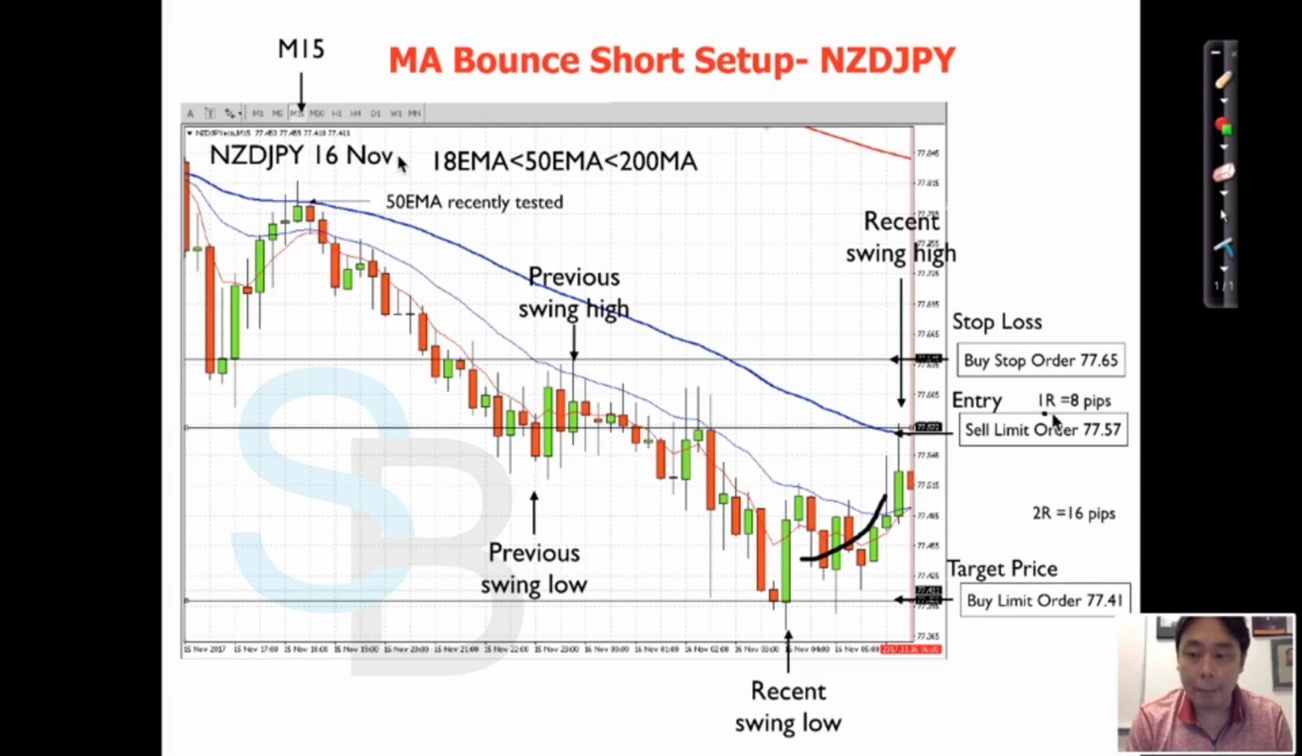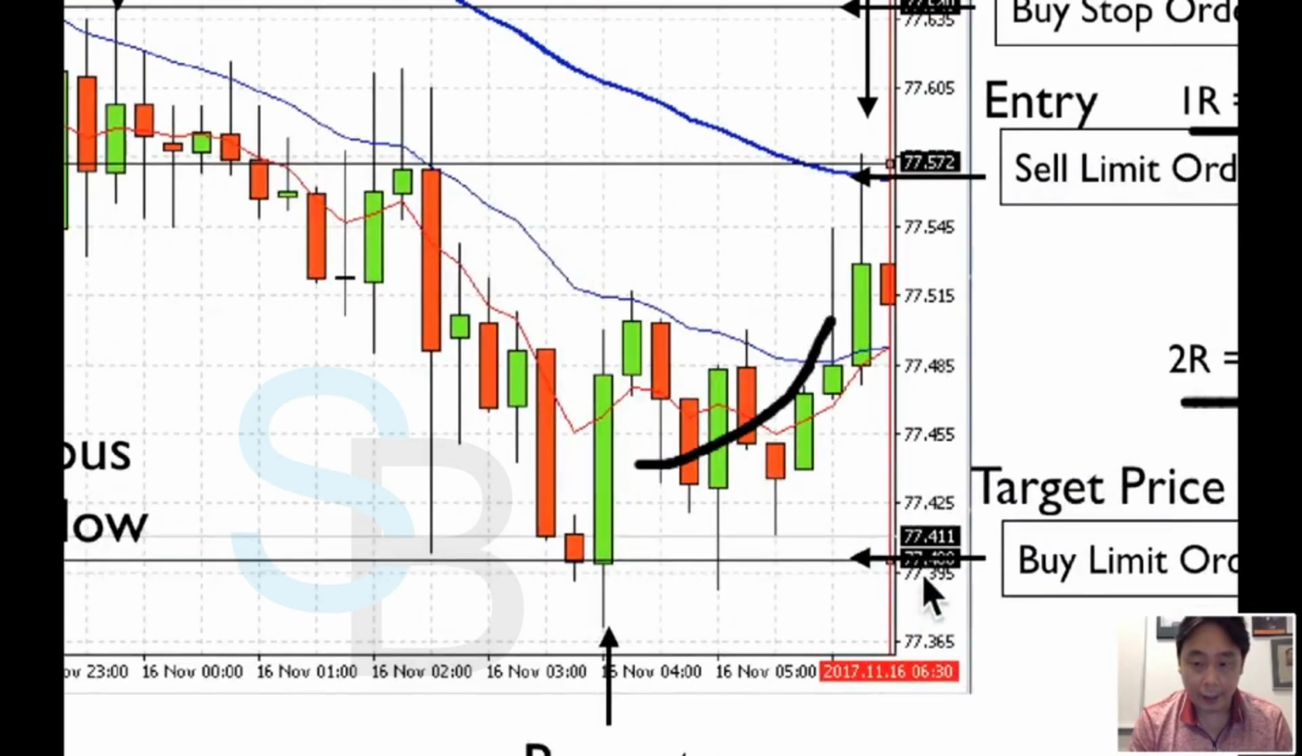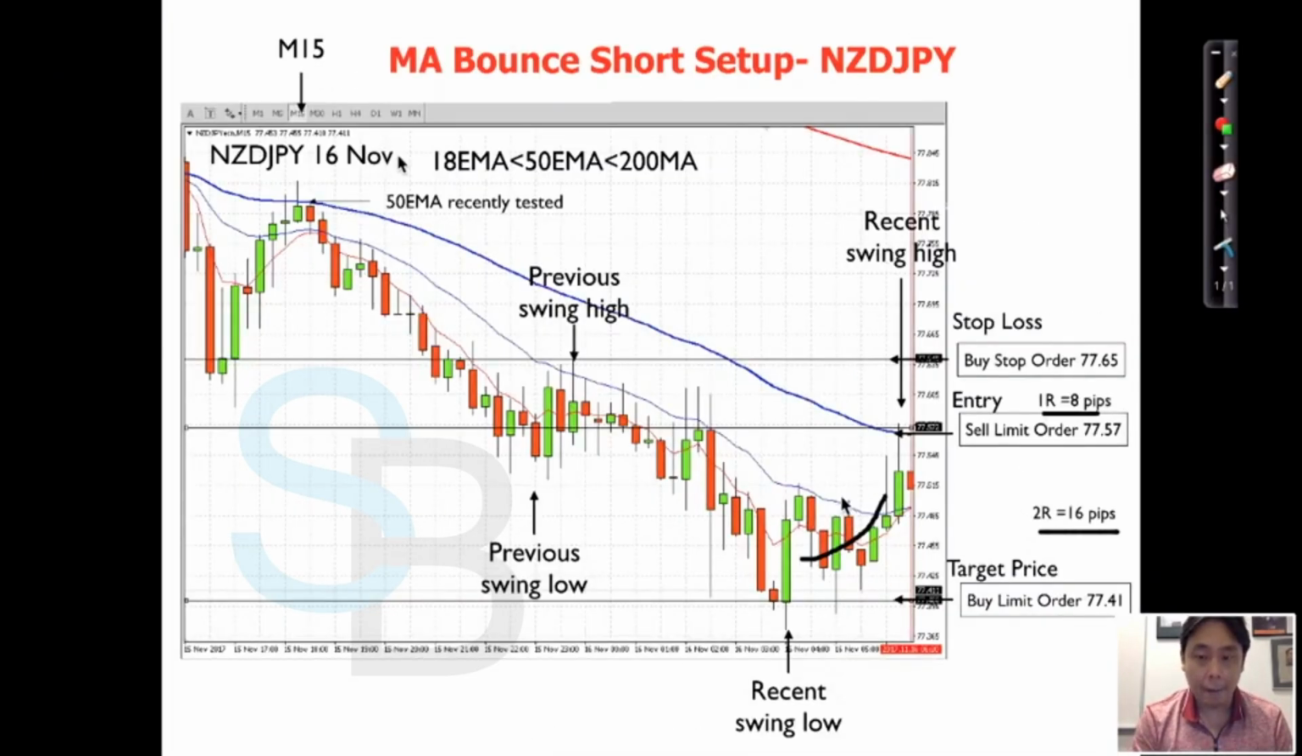So 1R is 8 pips. What is 2R? Times 2, 16 pips. So our target price would be 16 pips below the entry price. So 77.57 minus 16 is 77.41, which is right there. All right?